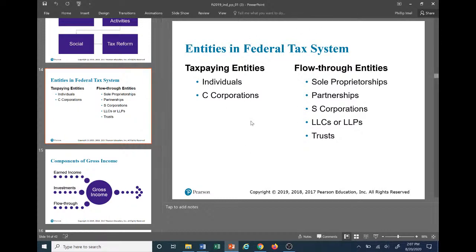So once again, just know these different entities. Like I said before, this is very important. We have to know these different types of entities because each of them are subject to different tax laws and interpretations of the law. So that's why it's very important to know that.